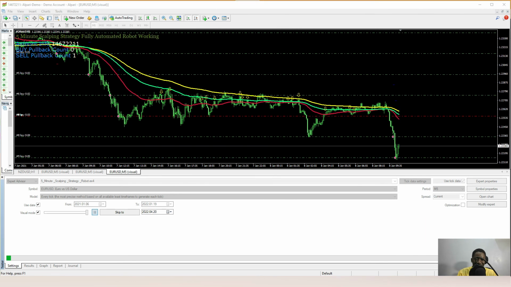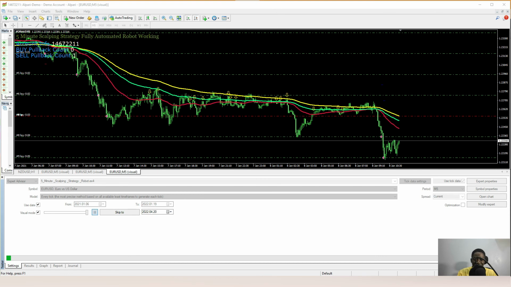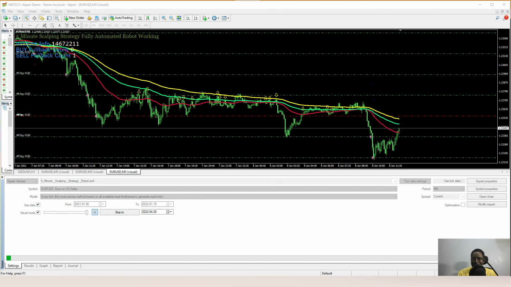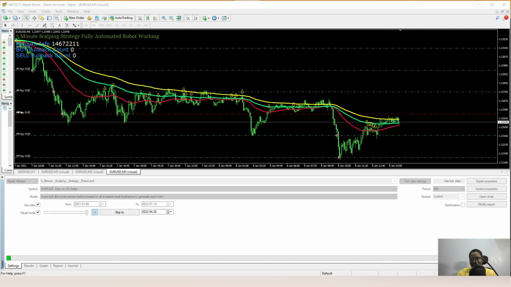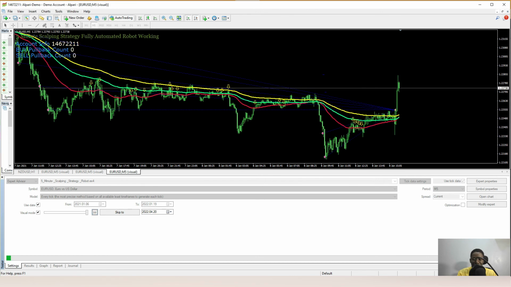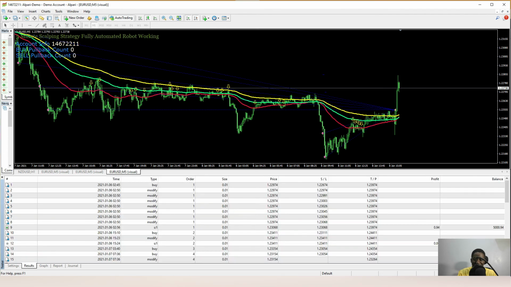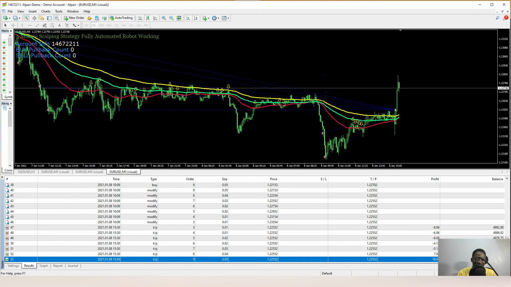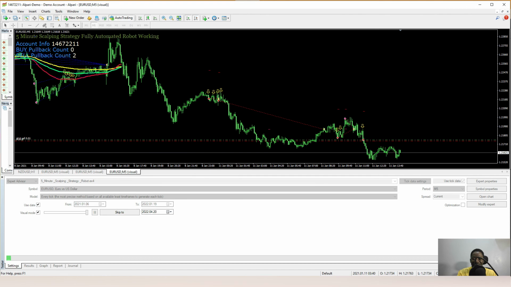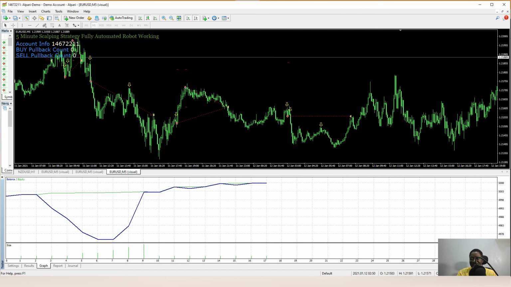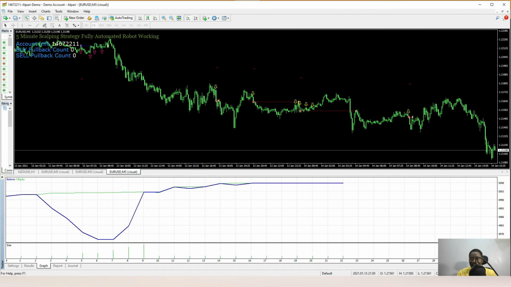So you can see 0.04, 0.05. You'll see it's going to close everything in profit. So let's try to check the chart now. See, you can see everything is closed in profit regardless. So let me just skip and let's be fast with it. Let's check our chart. It's going to continue printing money.